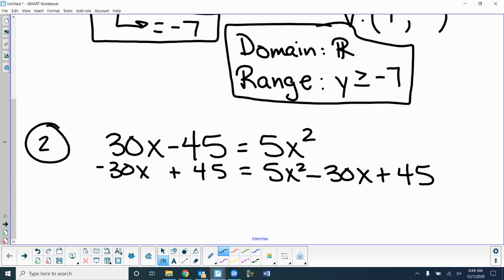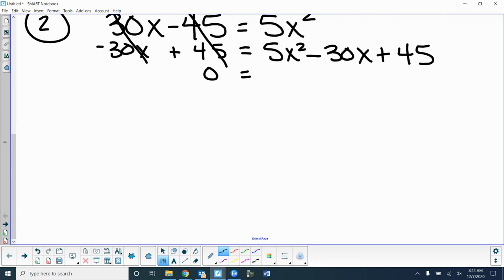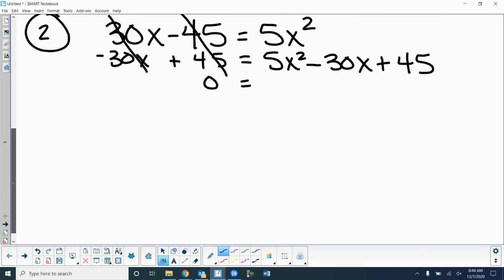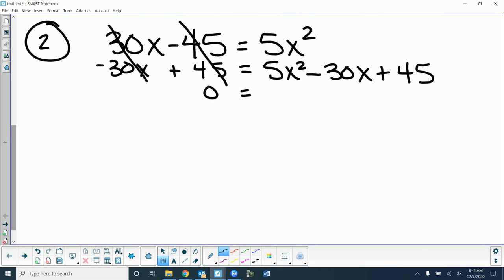Okay? Equals 0. Now, that makes sense? Now, what's the first thing I told you to always do if you have to factor? Look for a GCF, right? Does 5 go into all 3 now? Yeah. So take that 5 out. And you get x squared minus 6x plus 9. Okay?